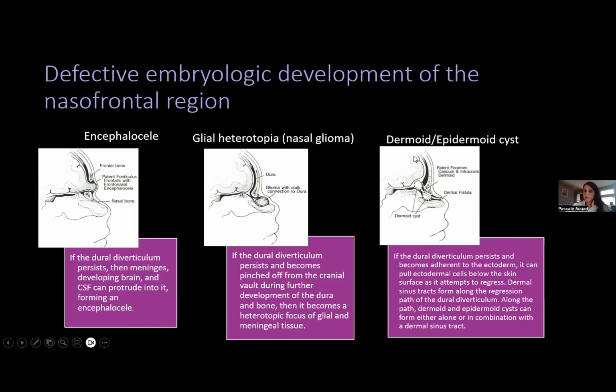And then at the end of the spectrum, for dermoid and epidermoid cysts, if the dura diverticulum persists and becomes adherent to the ectoderm, it can pull ectodermal cells below the skin surface as it attempts to regress. And the dermal sinus tract forms along the regression path of the dural diverticulum. Along the path, dermoid and epidermoid cysts can form either alone or in combination with the dermal sinus tract. So along all of this path, we can have the formation of dermoid cysts, extending even intracranially and through the foramen cecum.